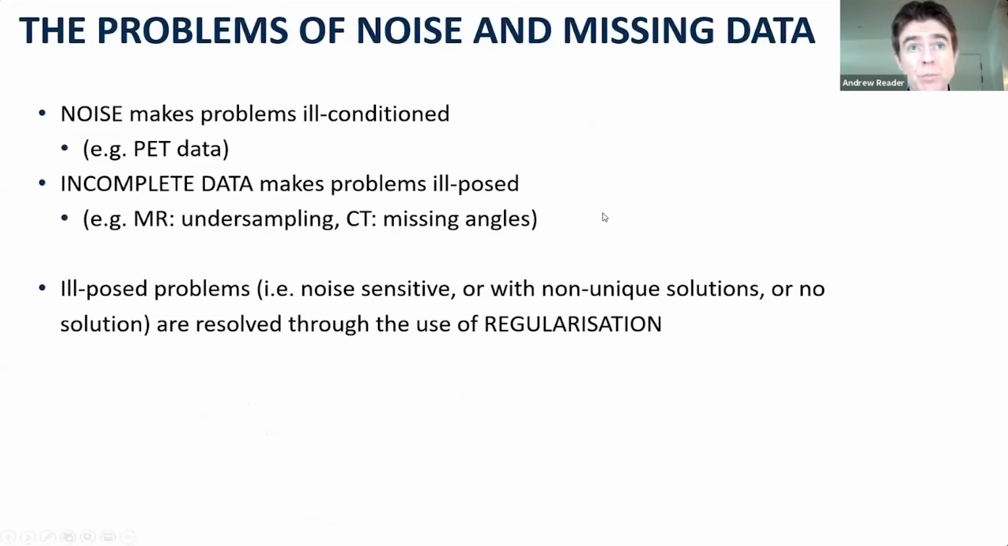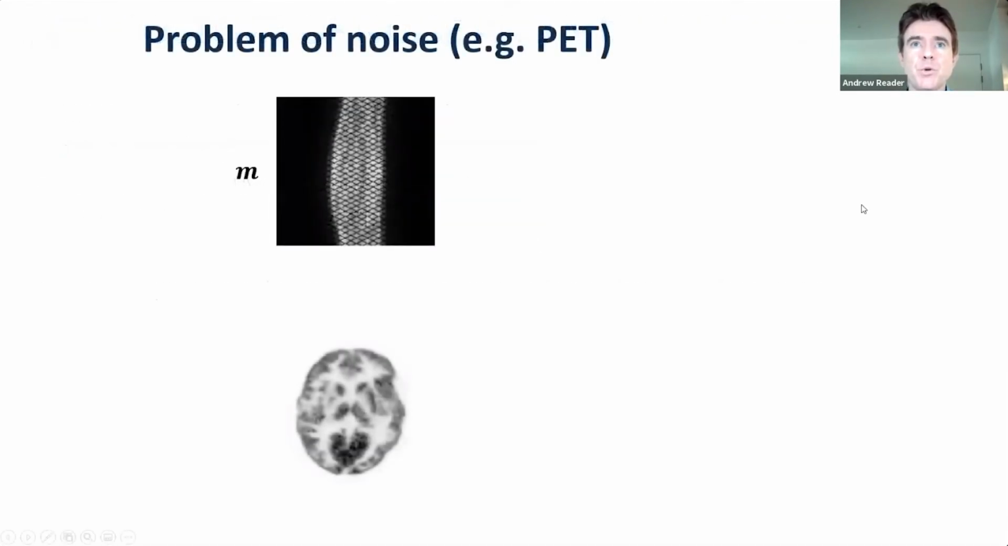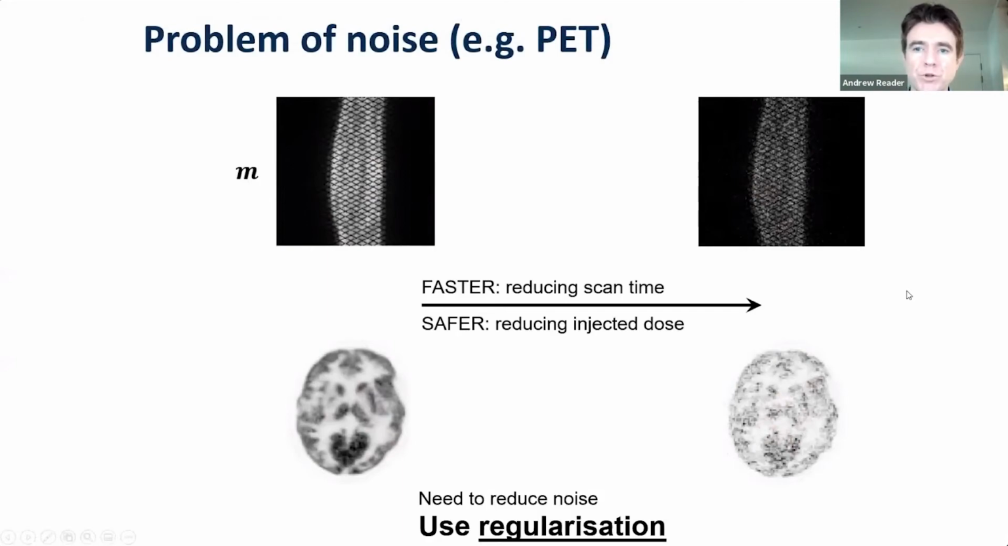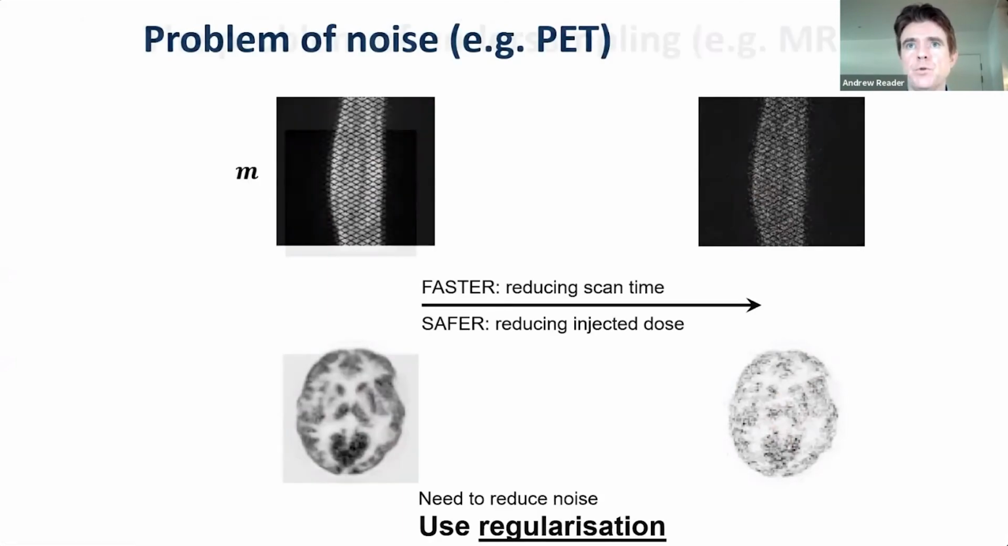Regularization. Noise is a problem in PET, and incomplete data is a problem for MR and CT, because we've got undersampled MR, missing angles in CT. So how are we going to deal with that? Well, first of all, just to spell out the problem with PET, if we've got high count data, we get nice images, low count data, poor images. So noise is a problem, and we need to regularize to compensate for noise.